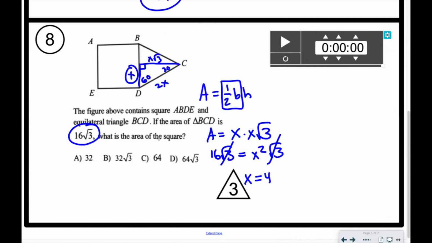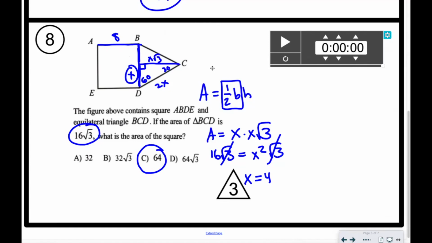Then we want the area of the square. If the side length of the square is this, well, that's just two 4s, which is 8. Or I'll just put the 8 over here. It's a square, they're all the same, right? So this was 4, that's 4. You get 8. And the area of a square with side length 8 is just 8 squared, which is 64.